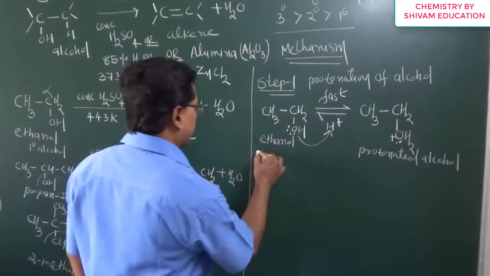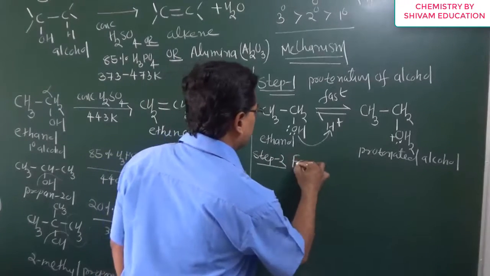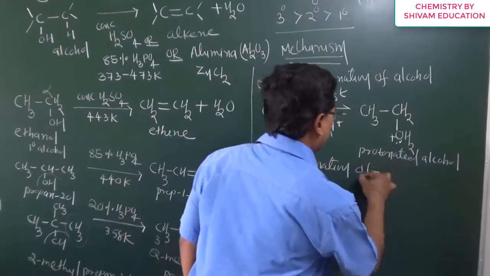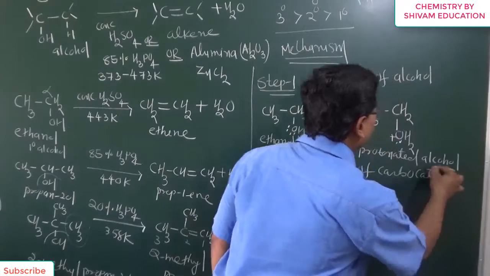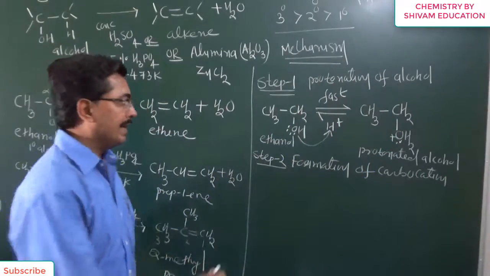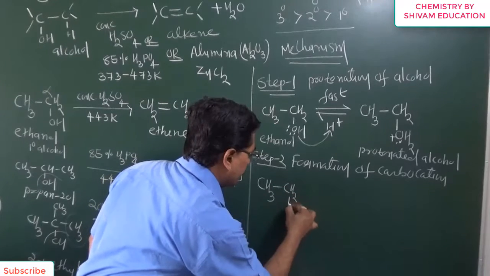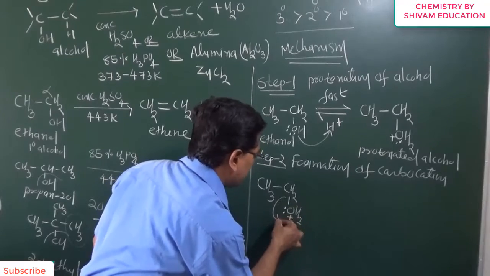Now in the second step, formation of carbocation. The second step is nothing but the formation of carbocation. Now from this protonated alcohol, a water molecule will eliminate. So I will just write it here, CH2OH2. Now here oxygen with a positive charge is unstable.